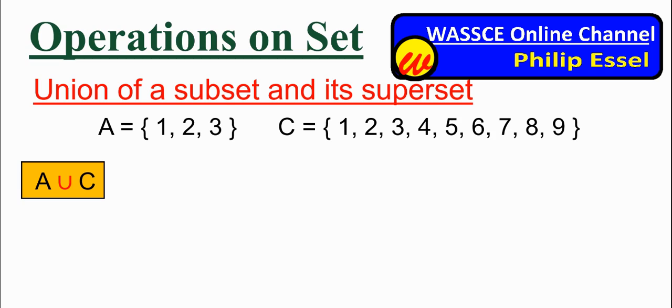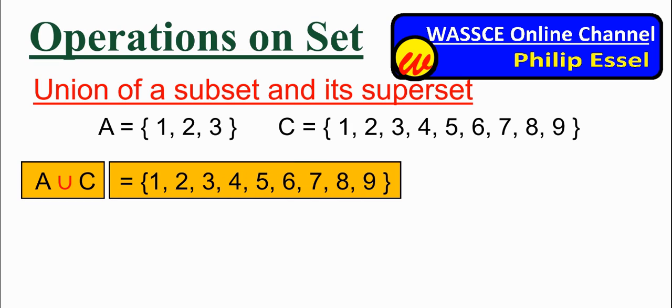Now, let's look for A union C. To find A union C, we must add all the members of set A to all the members of set C. When we join them together, we will get {1, 2, 3, 4, 5, 6, 7, 8, 9}.